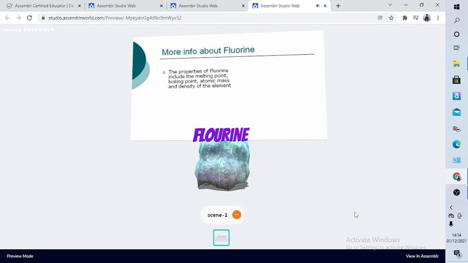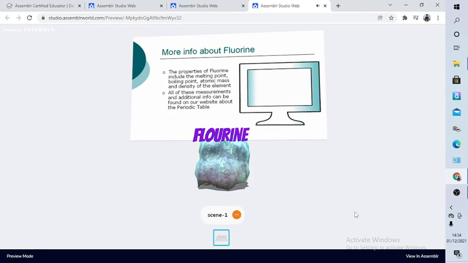The properties of fluorine are classified by many other factors, including the melting point, boiling point, atomic mass, and density of the element. All of these precise measurements, together with additional facts and information, can be found on our website.